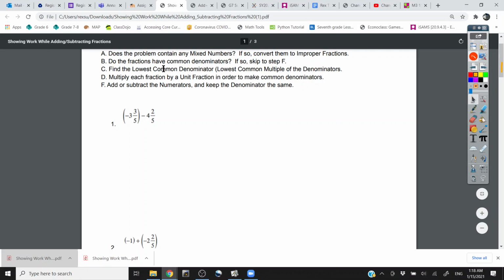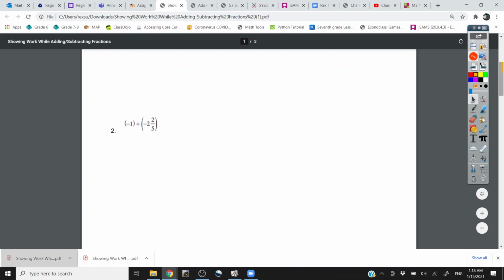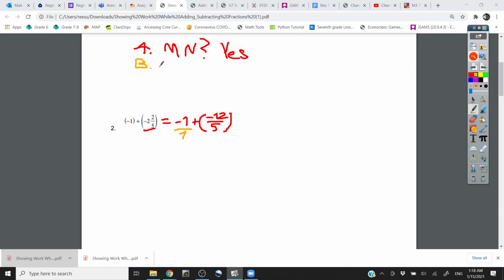Step C, find the lowest common denominator, which is the lowest common multiple of the denominators. So, okay, come down here. This was the work I had. I'll try to line it up again. Step B was asking, do we have common denominators? No, we do not. So, step C, I'll color code step C in blue. Step C said, find the lowest common multiple of 1 and 5. Well, I could list out the multiples of 1, list out the multiples of 5. I would find they have a lowest common multiple of 5. So good, then I have that lowest common multiple.